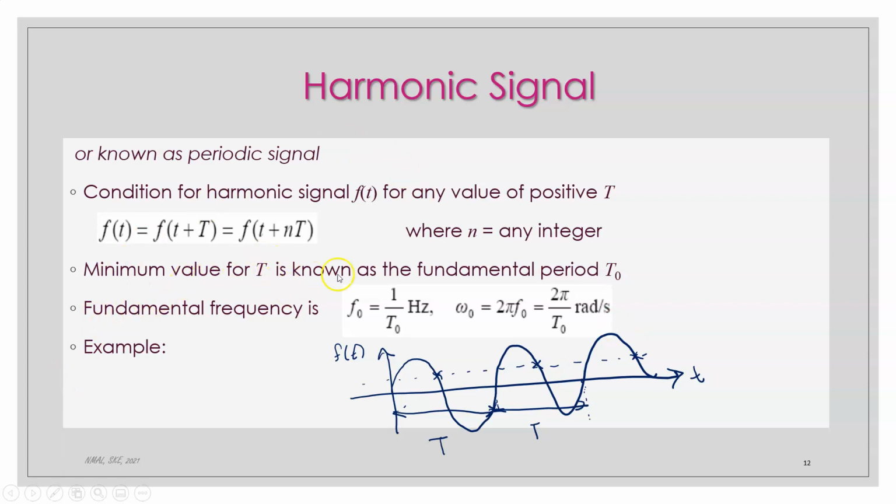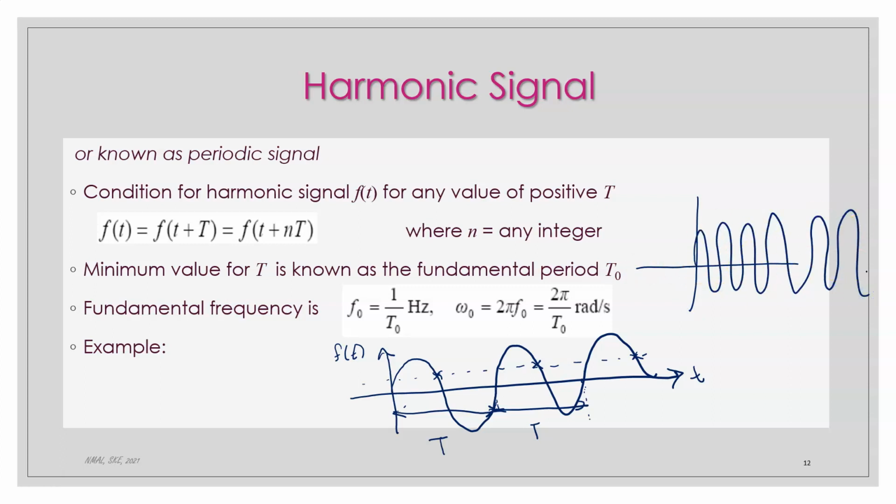The minimum value for T is known as the fundamental period, T naught. You will learn more about T naught in the Fourier series chapter. T can be different, because when we talk about the harmonic signal, the duration can become bigger and bigger. So T naught is the smallest duration, the fundamental period. The fundamental frequency is the inverse of T naught, so f naught is equal to 1 over T naught.